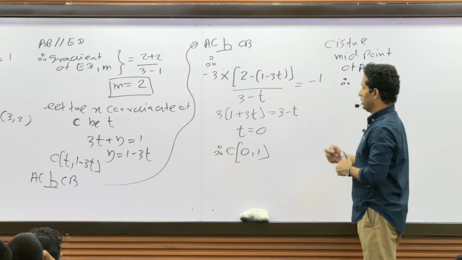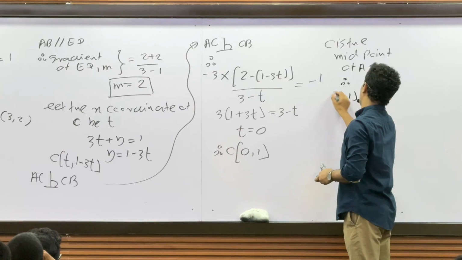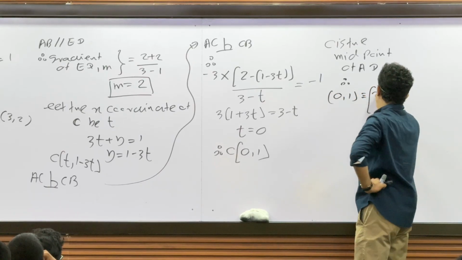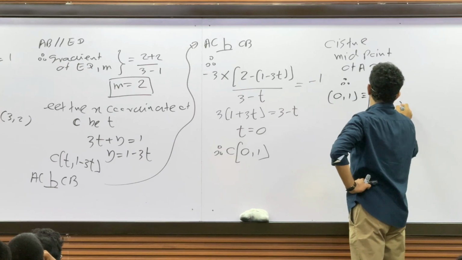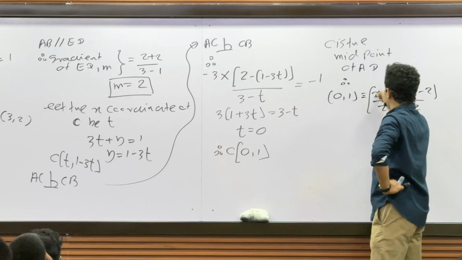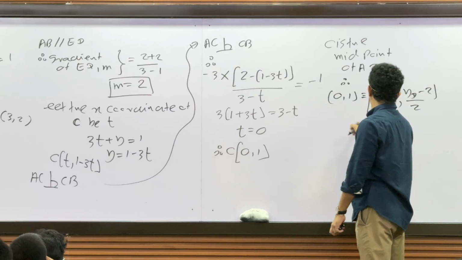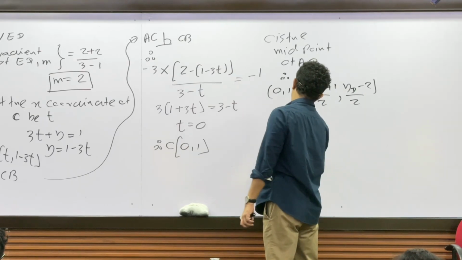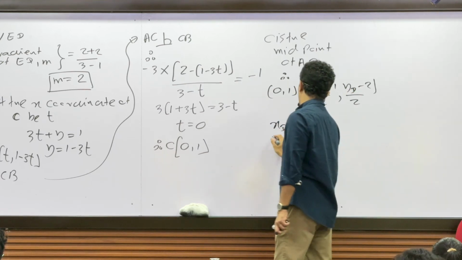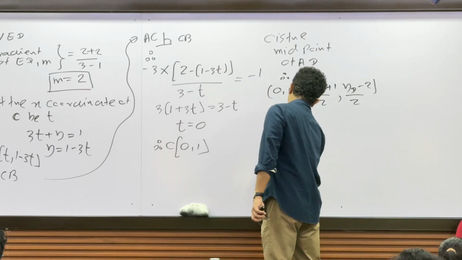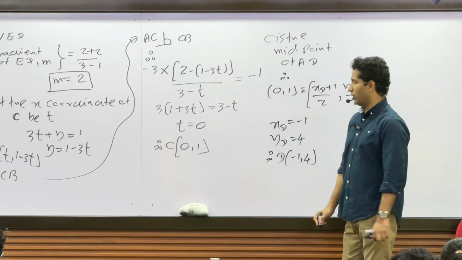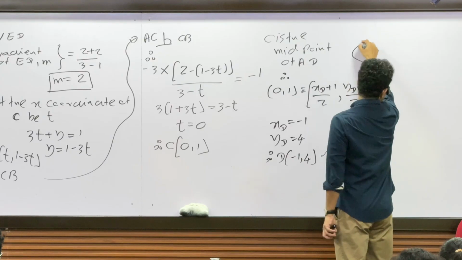Therefore, C (0, 1) equals ((XD + 1)/2, (YD - 2)/2). Here you can make XD and YD the subject. For XD you will get minus 1, and YD will be 2 plus 2, that is 4. Therefore, D is (-1, 4).